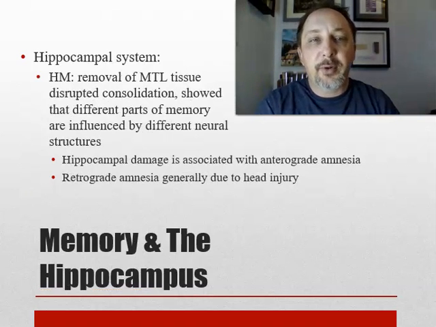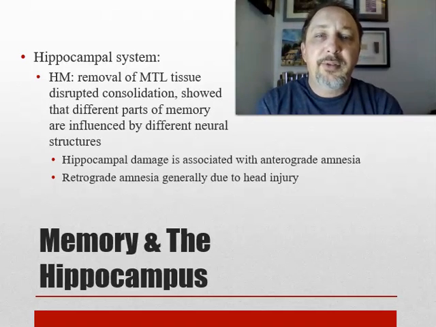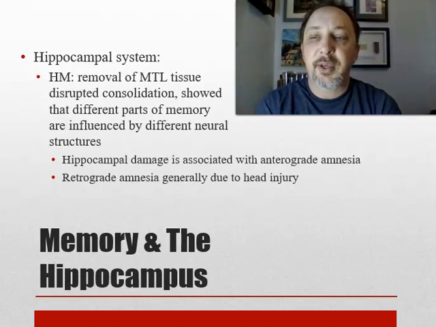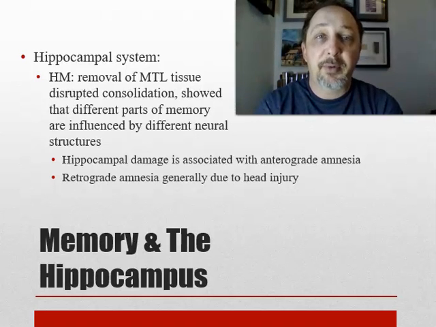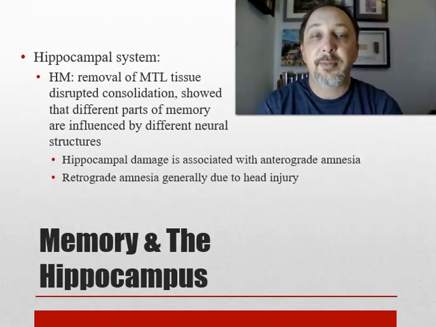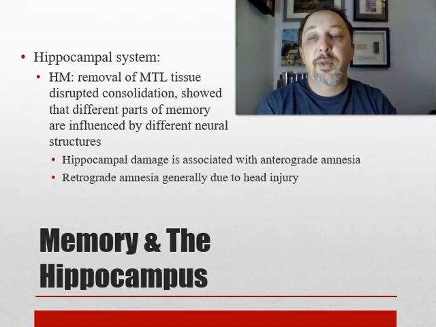But what happens when memory is not recalled? Well, there's some kind of retrieval failure happening. And we're going to take a moment and talk about one of the famous cases, formerly known as HM. They removed a bunch of tissue in his medial temporal lobe and disrupted consolidation. As sad as it was for him, it taught us a lot about how memory works in the brain. Hippocampal damage is associated with anterograde amnesia, basically the inability to put new information into your memory. Retrograde amnesia is generally associated with head injury.